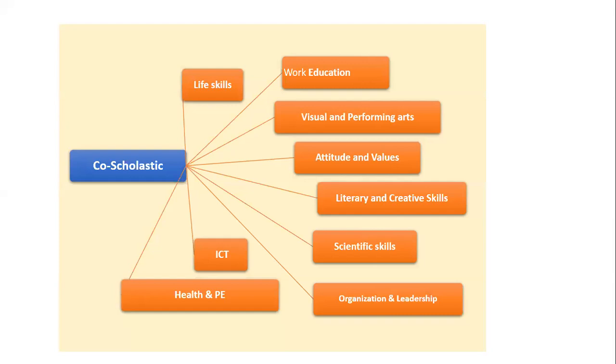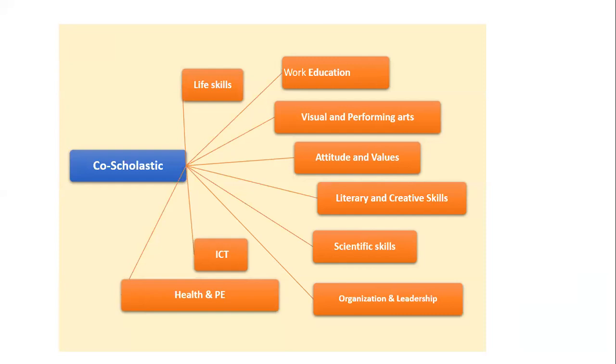Now, this is very important. Co-scholastic. What exactly does co-scholastic talk about? So let's discuss. This is a hierarchy. Basically, it is classified into three important categories: life skills, ICT, and health and PE.